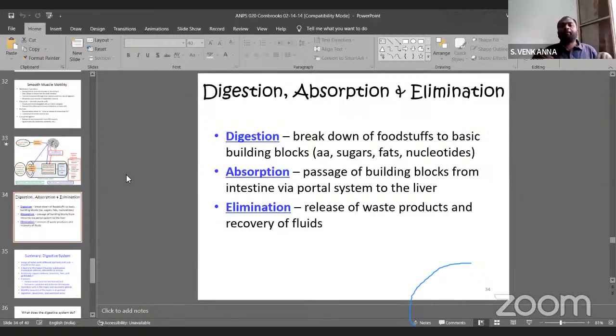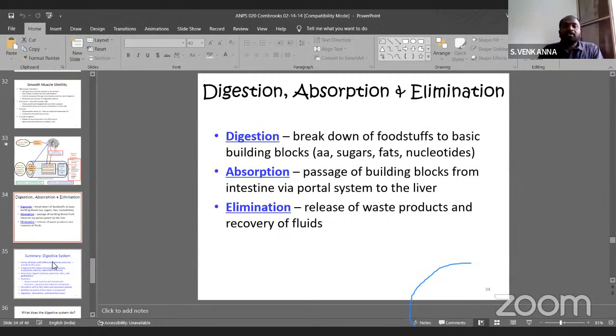Then absorption: passage of building blocks from the intestines via the portal system to the liver. This is absorption. Then next one, elimination: release of waste products and recovery of fluids. Waste products means foreign particle materials. This is the non-absorbed material, which is eliminated.